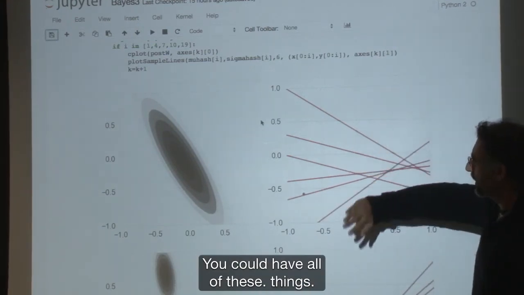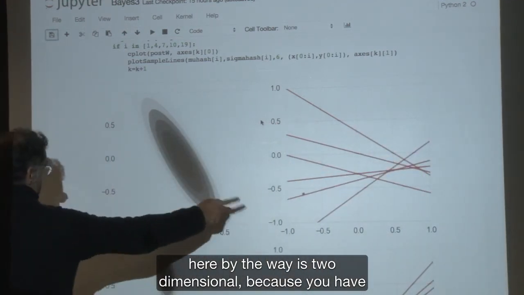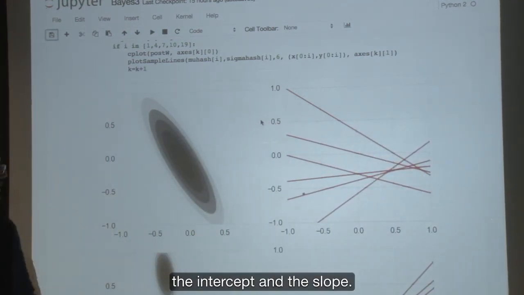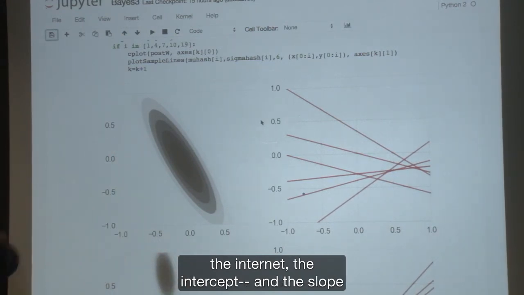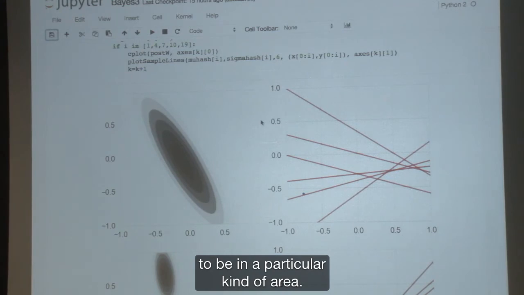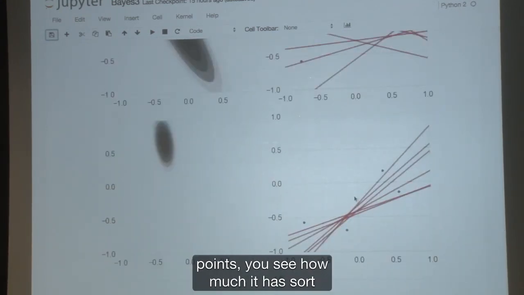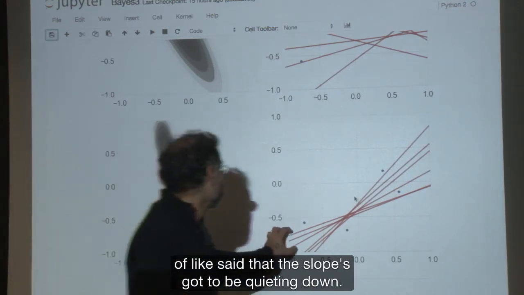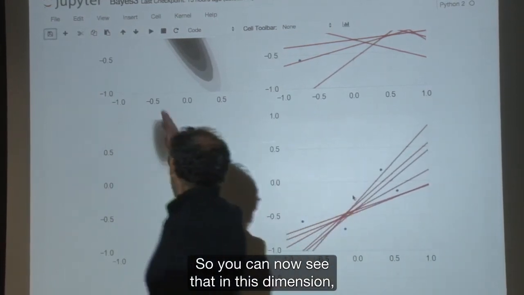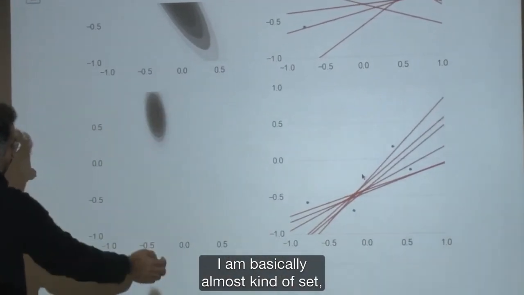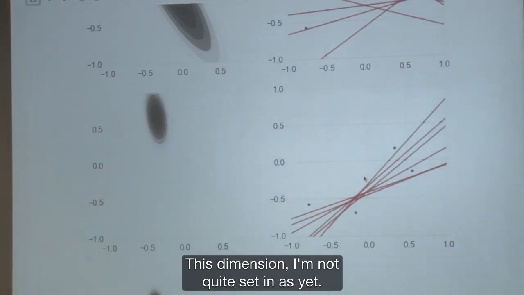You could have all of these things, but it actually restricts things. Your dimension here, by the way, is two-dimensional, because you have the intercept and the slope. So this is restricting the intercept and the slope to be in a particular kind of area. And the moment you give me 2 points, or 3 or 4 points, you see how much it has said that the slope's got to be quietened down. So you can now see that in this dimension, I am almost set that this is what the slope's going to be. This dimension I'm not quite set in as yet.